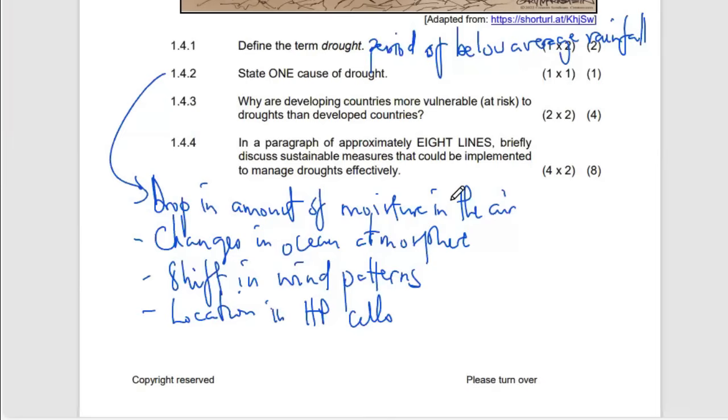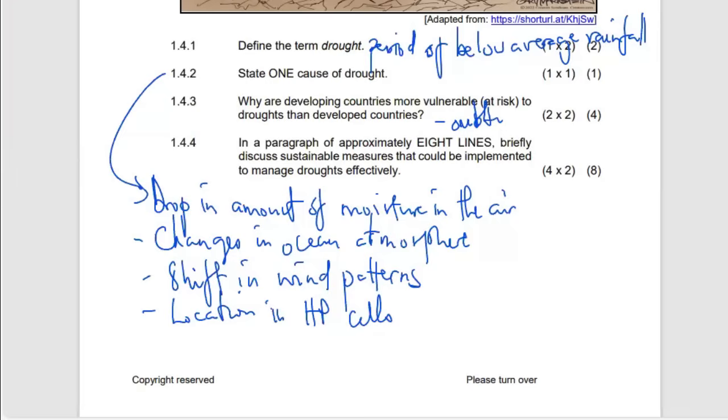drought. Then it says, why are developing countries more vulnerable or at risk to drought than developed countries? The problem with developing countries, what is the typical problem that makes developing countries vulnerable? We can look at aspects like, in developing countries, many people are living in rural areas and they depend on land for their livelihood. Or we can look at them being subsistence farmers.